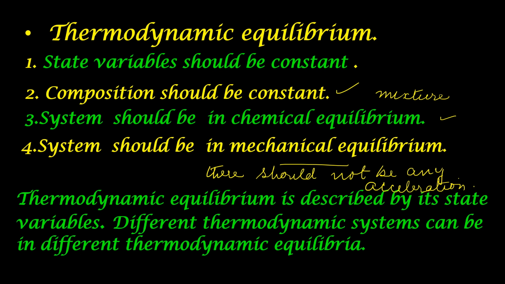Okay. Now, thermodynamic equilibrium is described by its state variables. Different thermodynamic systems, that is thermodynamic system number 1, thermodynamic system number 2, and so on, can be in different thermodynamic equilibria. That is, thermodynamic system number 1 may have a certain set of state variables, and thermodynamic system 2, 3 or 4 may have their own state variables. But the only thing is, those variables for those particular thermodynamic systems should remain constant. So that much about thermodynamic equilibrium.